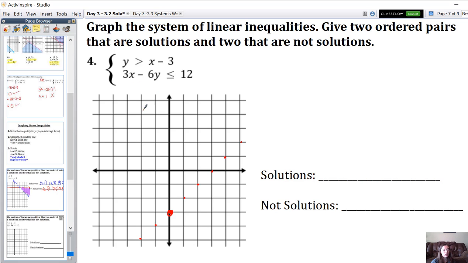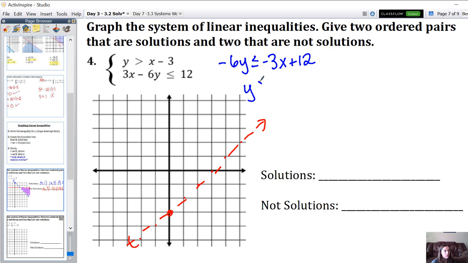This one is strictly greater than, so we have a dashed line. And now we can move on to the other line. We need to get y by itself, so I'm going to start by subtracting 3x from both sides. And then I'm going to divide by 6 so that y is all alone. But notice it's a negative 6, so we need to switch that sign.